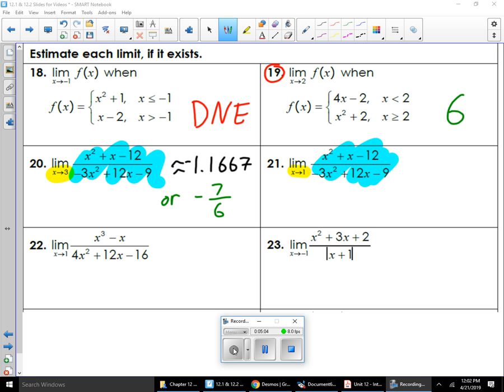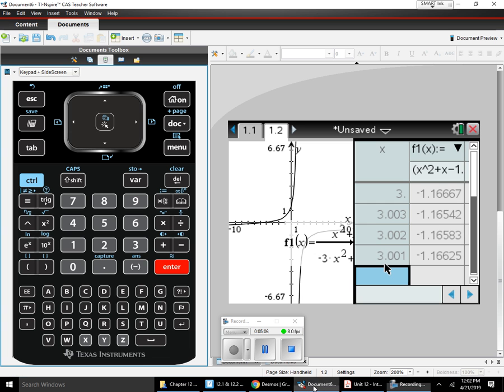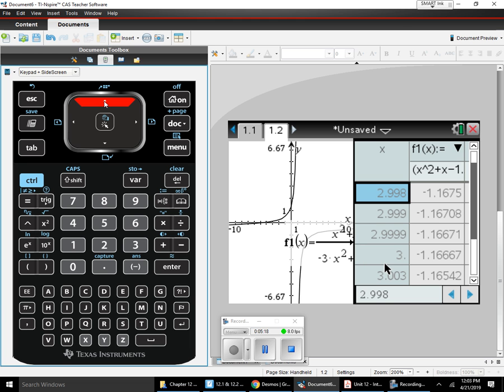Jumping over to 21, exact same function, but now we're looking for a different value in that table. We want to know as x approaches 1. So this is going to be very different. Let's scroll all the way back up and we'll just overwrite all this stuff. So taking a look at 21 here, we want to know as x approaches 1.